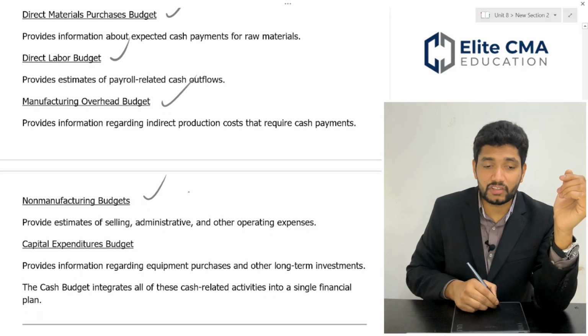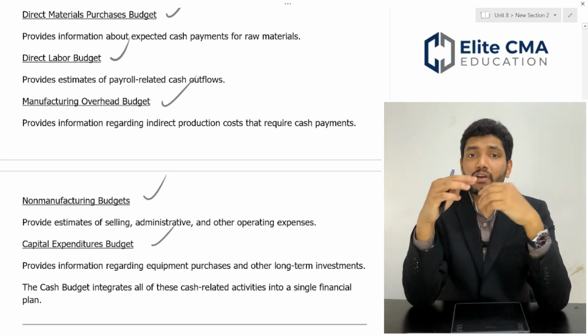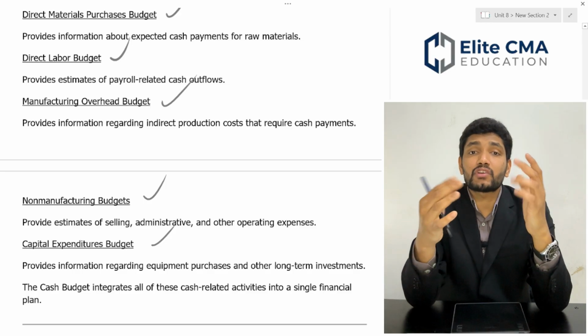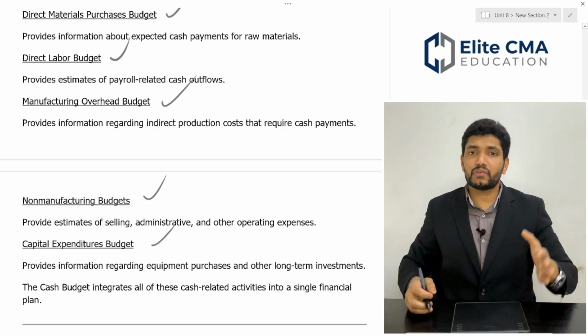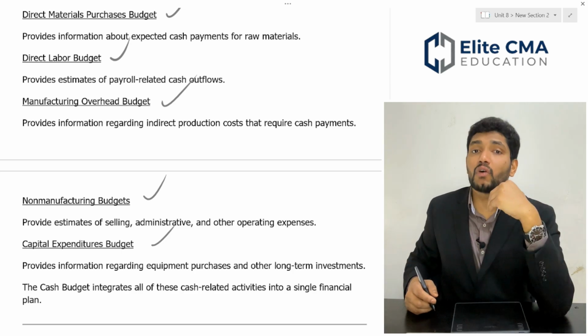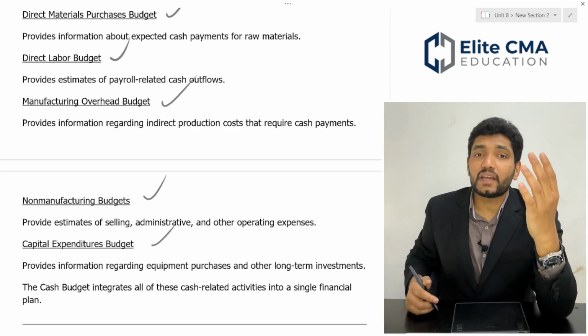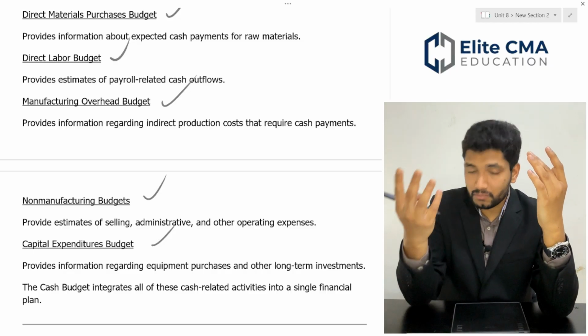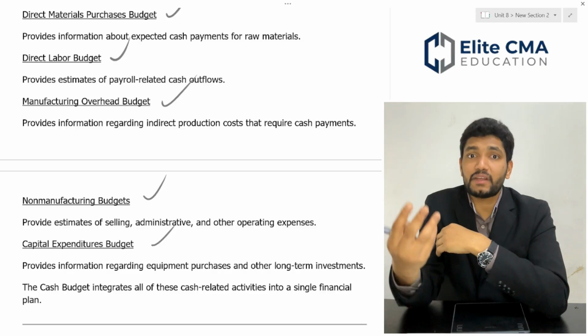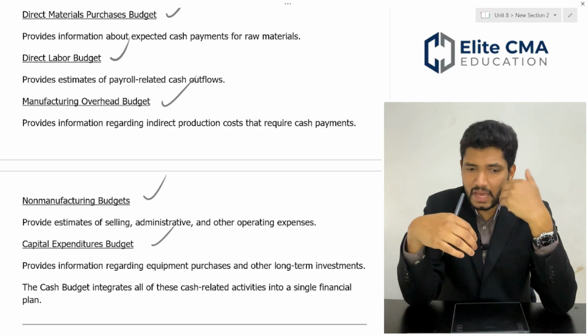Then the capital expenditure budget, which is mainly the investment in assets. It has a long-term commitment and impact on the cash budget, which shows the expected cash outflow for capex.